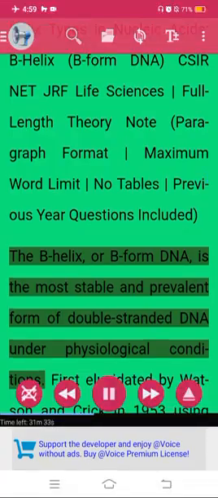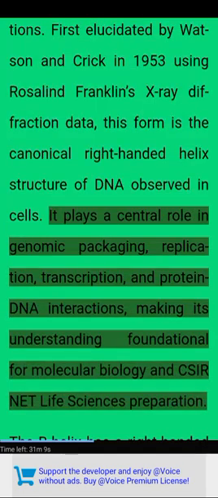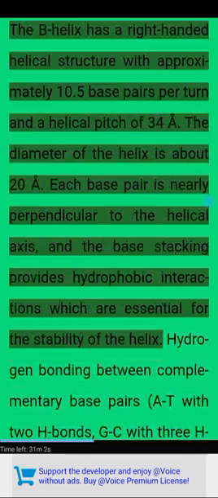The B helix, or B-form DNA, is the most stable and prevalent form of double-stranded DNA under physiological conditions. First elucidated by Watson and Crick in 1953 using Rosalind Franklin's X-ray diffraction data, this form is the canonical right-handed helix structure of DNA observed in cells. It plays a central role in genomic packaging, replication, transcription, and protein-DNA interactions, making its understanding foundational for molecular biology and CSIR-NET life sciences preparation.